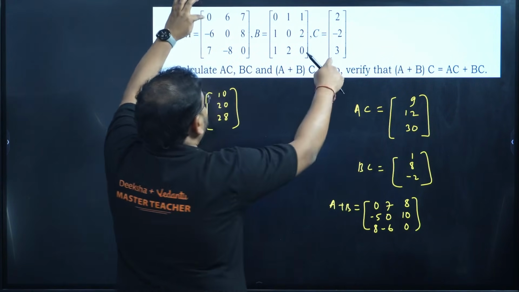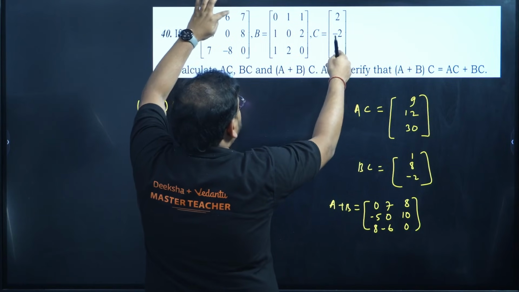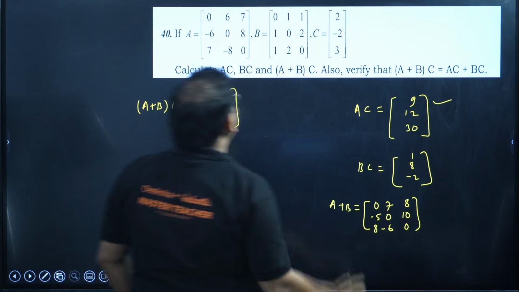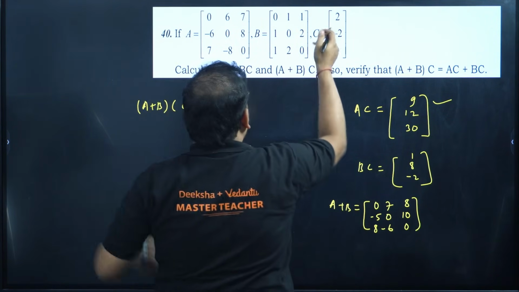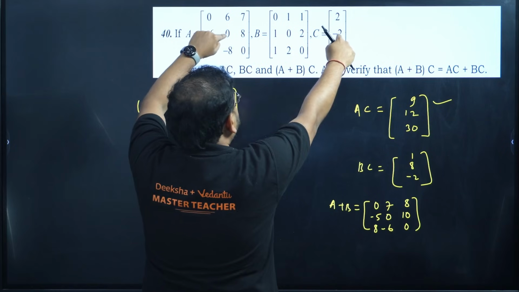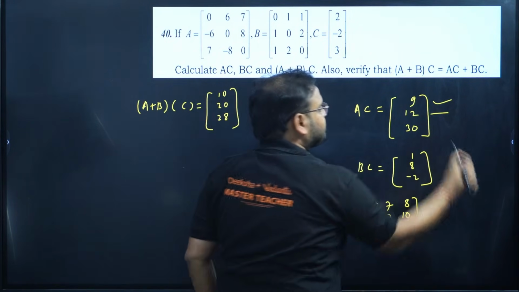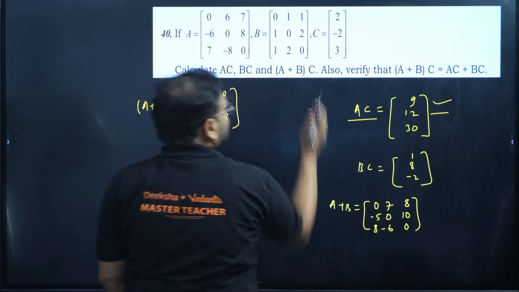Product of these two. 0 into 2 is 0, 6 into 2 is minus 12, 7 into 3 is 21. 21 minus 12 is how much? 9. Same way, minus 6 into, you're going to go ahead with the column over here. 6 into 2 is minus 12, 0, and 24. Minus 12 plus 24 is 12. So if you multiply, you'll get AC like this. Same way, B with C, you'll have BC like this.